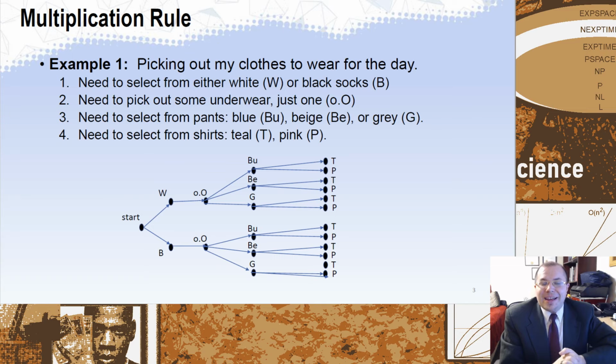So then I have to pick out some pants. I have a blue pair of pants, a beige pair of pants, and a gray pair of pants. Then I ultimately need to select a shirt. Now, like I said, I imagined this scenario.